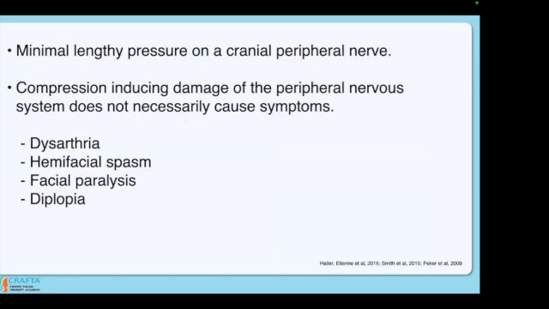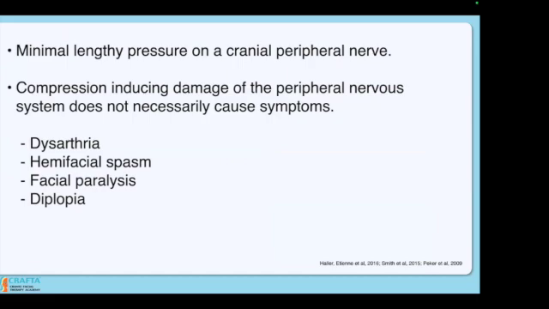And we know that compression or damage of the peripheral nerve system does not necessarily cause symptoms, because when there is an MRI, they see something there. Hey, this could lead maybe to a herniation or something else. It doesn't mean that there is always a dysfunction there or pain.